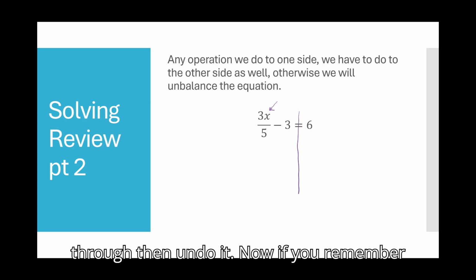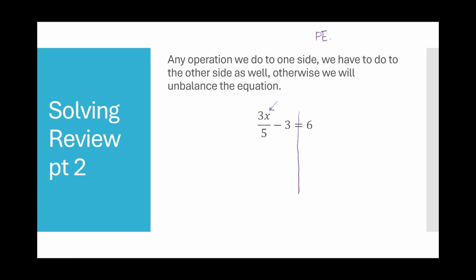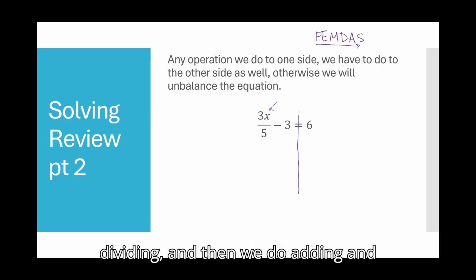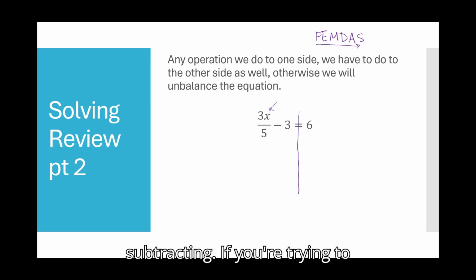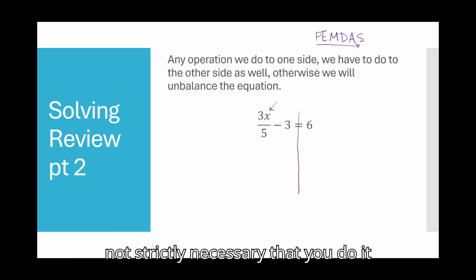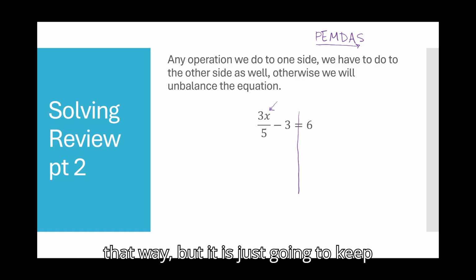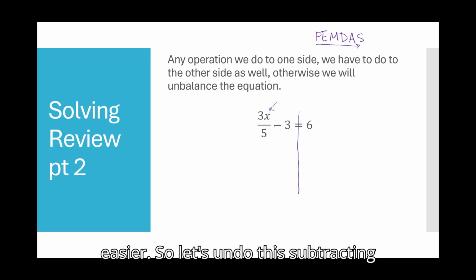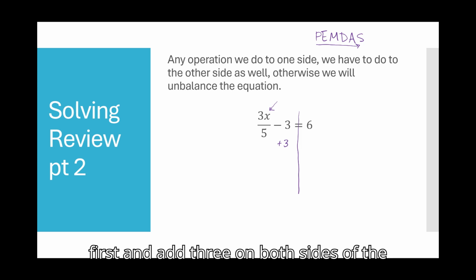Now, if you remember PEMDAS, when we were simplifying an expression, we start inside the parentheses, then we do the exponents, we do multiplying and dividing, and then we do adding and subtracting. If you're trying to undo to get back to the beginning, I recommend doing PEMDAS backwards. It's not strictly necessary that you do it that way, but it is just going to keep everything simpler, make your life easier. So let's undo this subtracting first and add 3 on both sides of the equation.